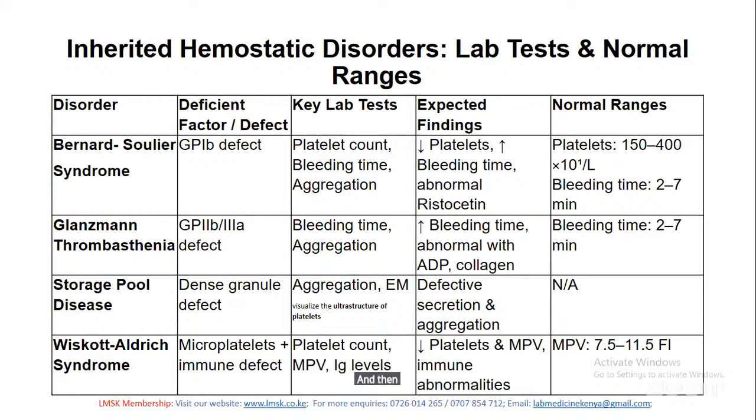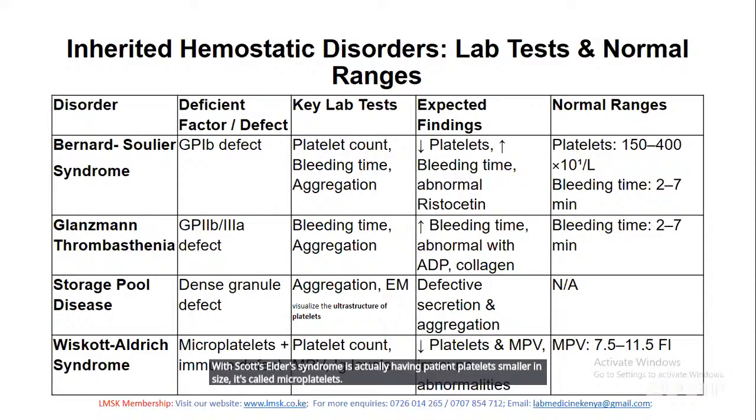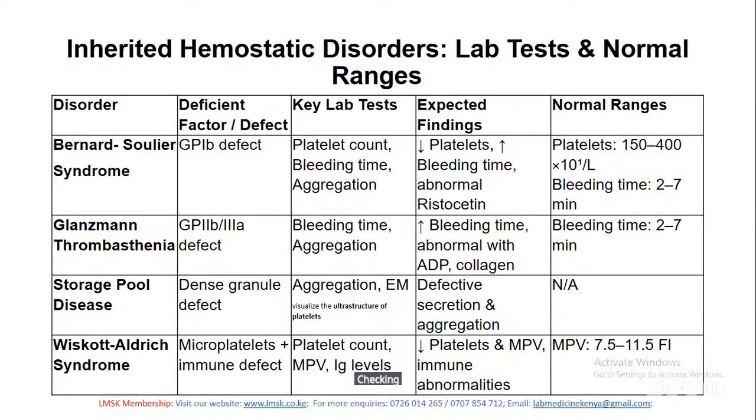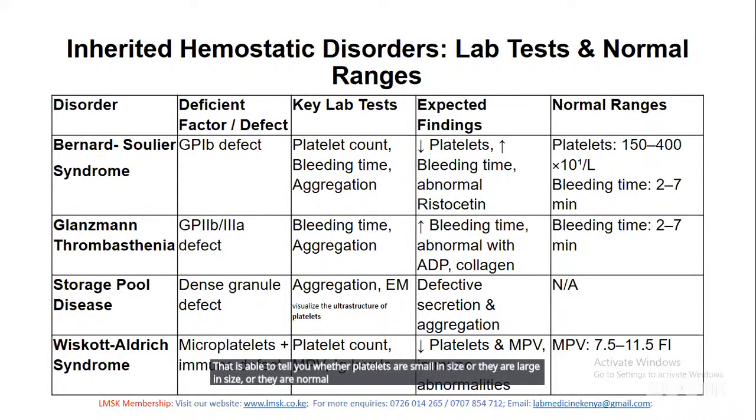And then there is also a condition called Wiskott-Aldrich syndrome. Wiskott-Aldrich syndrome is actually having patient platelets smaller in size. It's called microplatelets. And how can you detect that? By conducting complete blood counts, checking the levels or the number of platelets, and even looking at the mean platelet volume. That is able to tell you whether platelets are small in size or they are large in size or they are normal in size. And the expected mean platelet volume is between 7.5 to 11.5 femtoliters. Next.